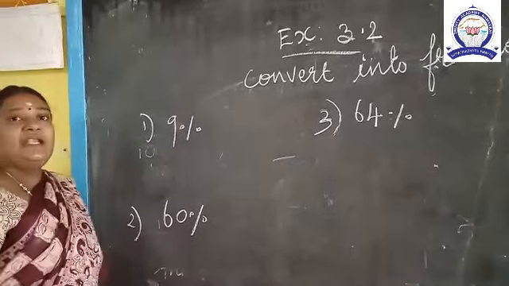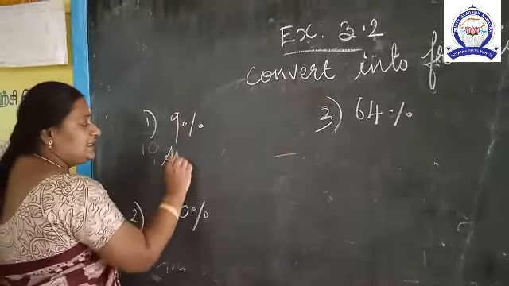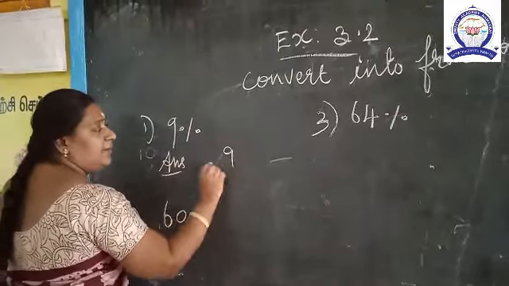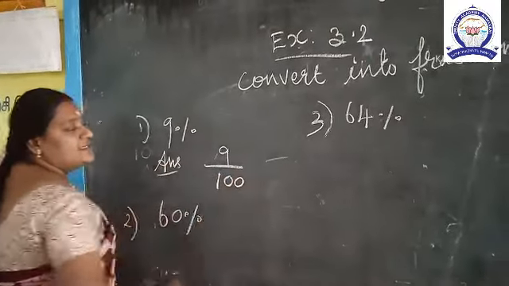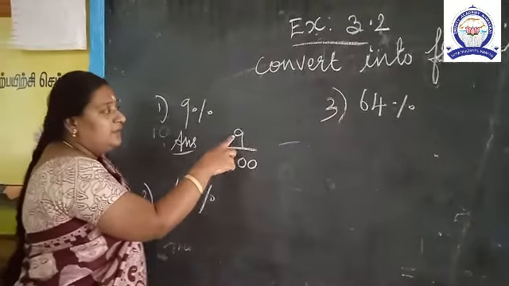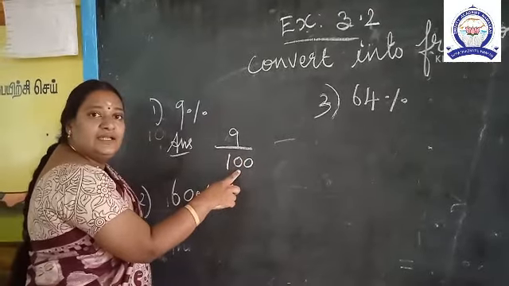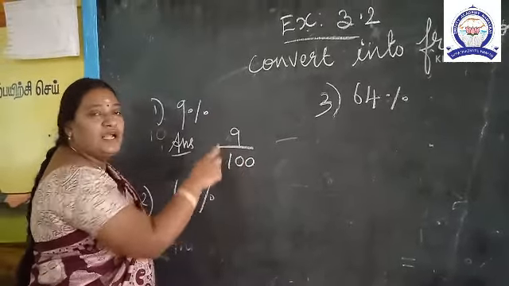First question, 9 percentage. So how will you write 9 percentage? 9 by 100. This is fraction form. This is your answer. Now the numerator is an odd number, 9. Denominator is an even number. So we cannot cut using.